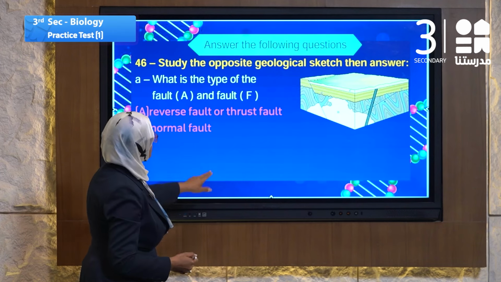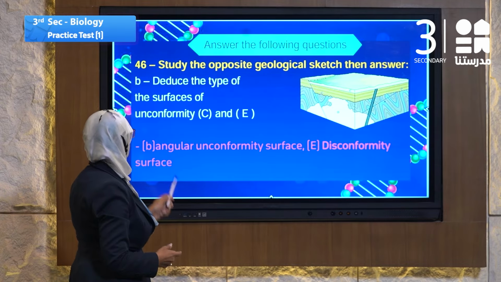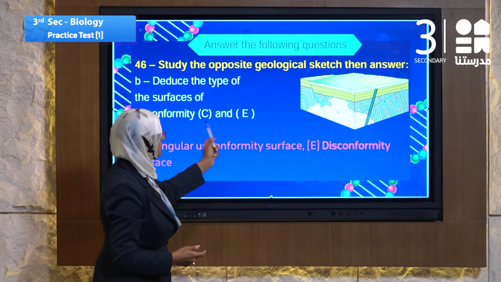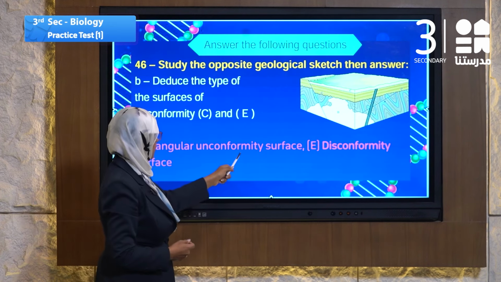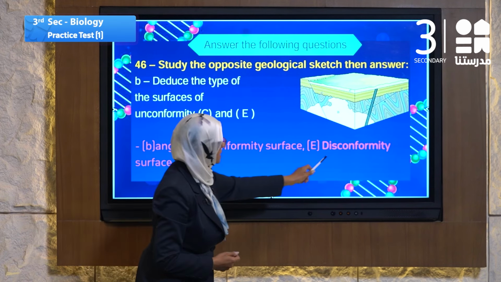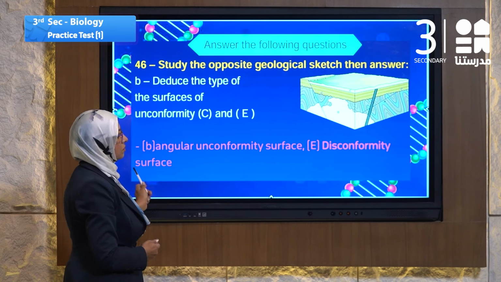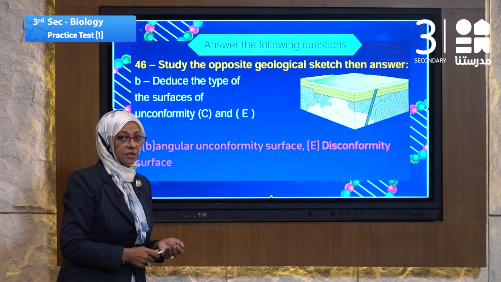Let's speak about the second part of the question. The second part of the question speaks about unconformity, C or E. C is an angular unconformity surface, and E is a disconformity surface. So we must study the figures of earth science carefully to make the answer.